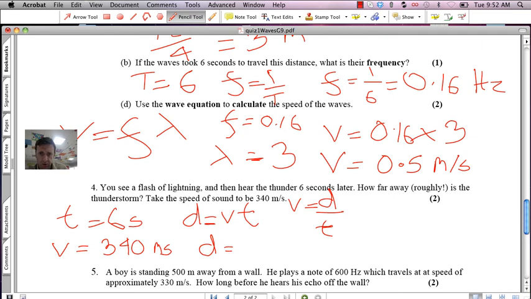D equals v, which is 340, times my time, which is 6. So my total distance is 2040 meters.